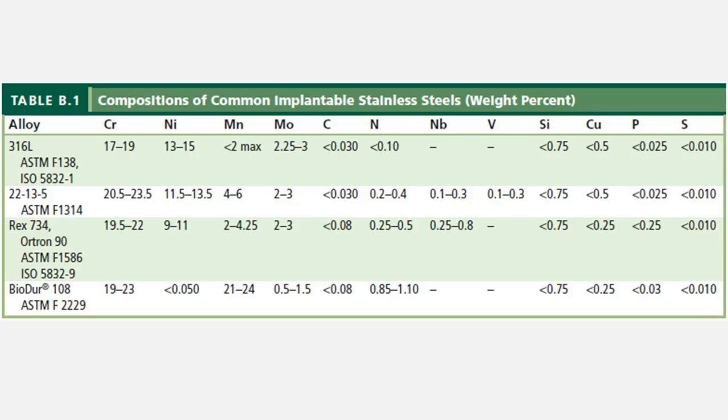The other alloy I want to point out is on the last row, this commercially available Biodur brand 108 alloy that is marketed itself as a low nickel, high nitrogen alloy. So by low nickel, we can see the significant difference in the nickel content going from around 13 to 15% to less than 0.05%. And then that high nitrogen value is still only around 1%. So that's a high amount relative to the amount of other trace elements, but low on the overall composition.